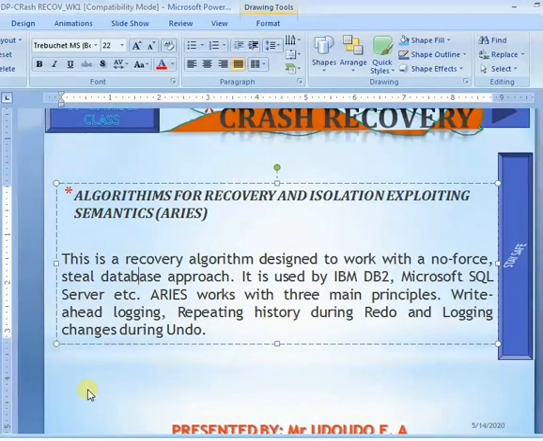And so ARIES is effective using three principles. One, write-ahead logging. Two, repeating history during redo. Three, logging changes during undo. Quickly, we'll look at them now.